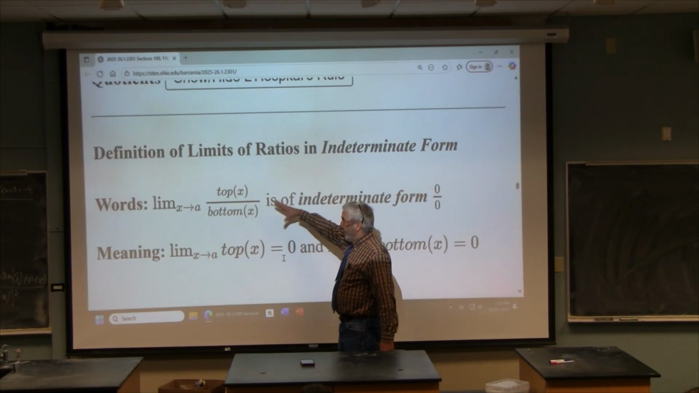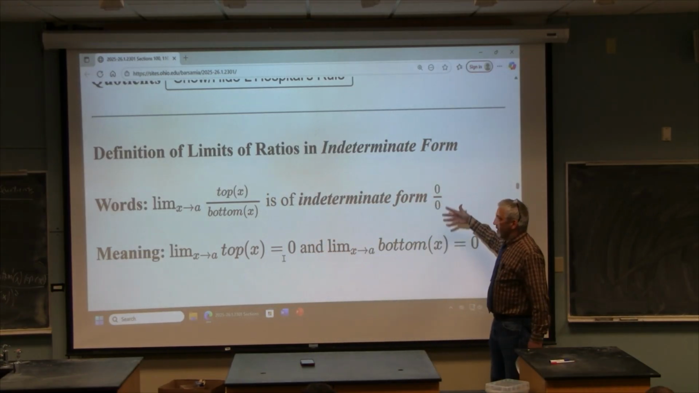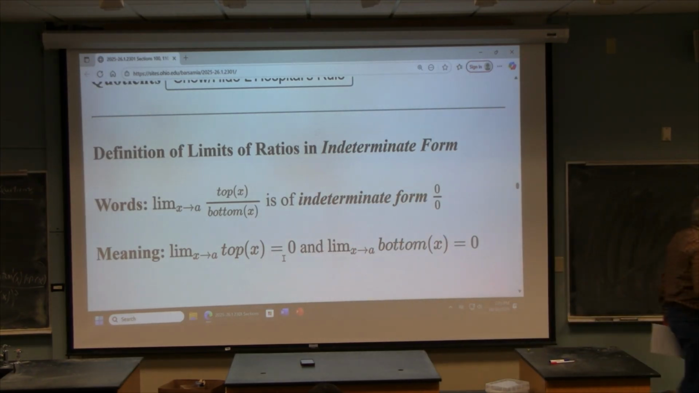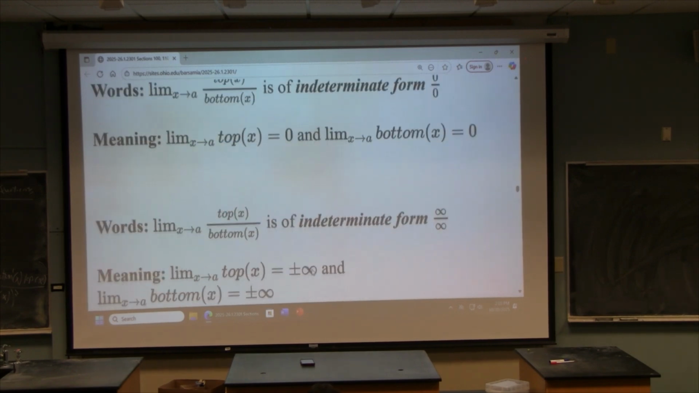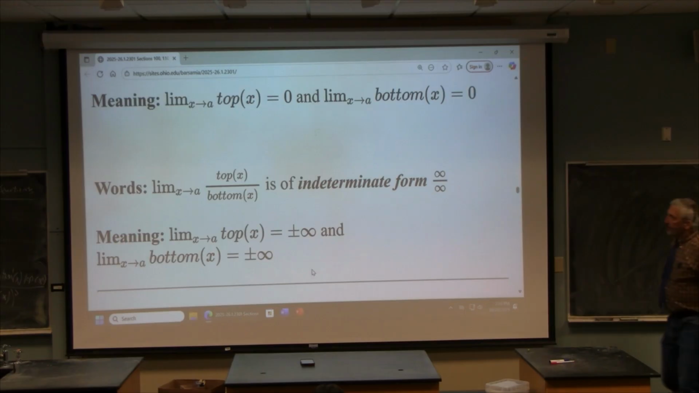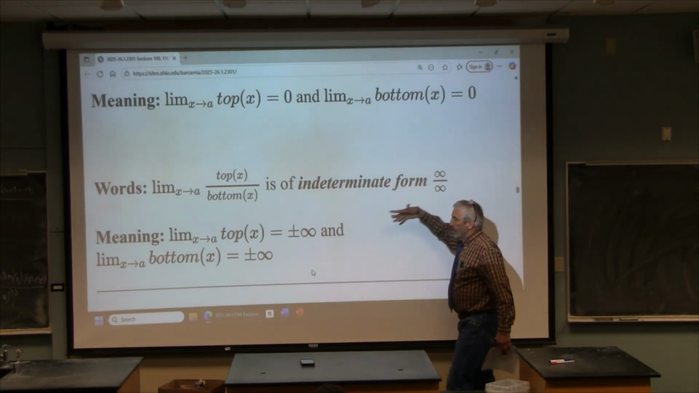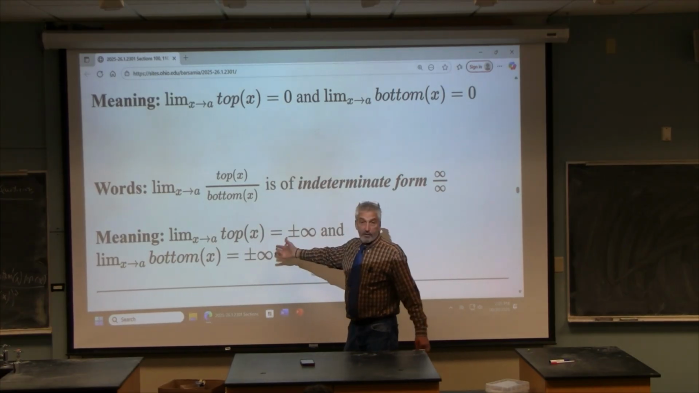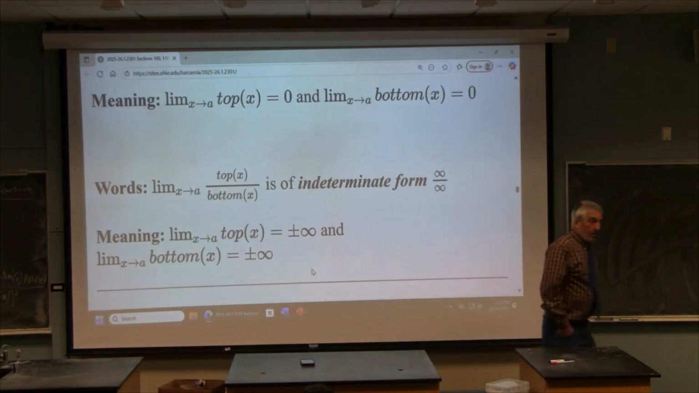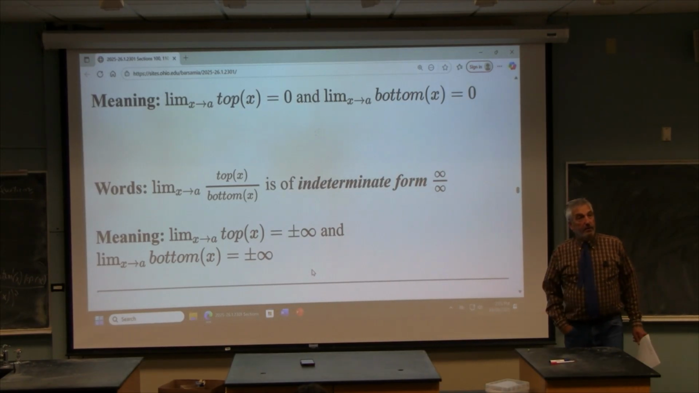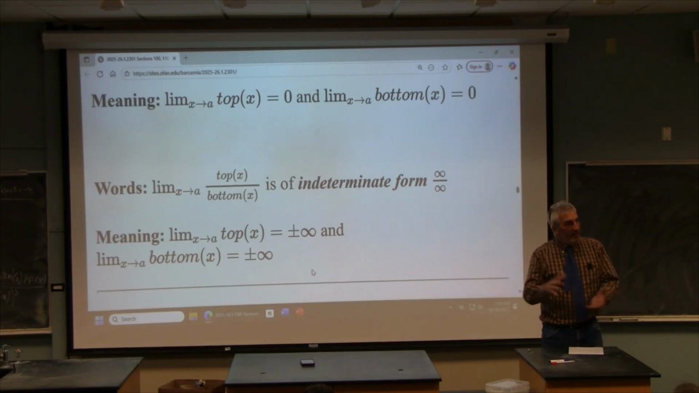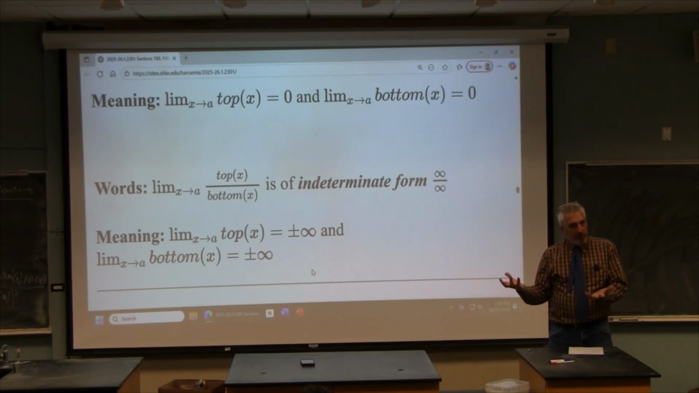So here's a limit of a quotient. We say that it's in indeterminate form 0 over 0 if the separate limit of the top is 0 and the limit of the bottom is 0. And then there's another indeterminate form, infinity over infinity. We say that the limit is in indeterminate form infinity over infinity if the limit of the top is either plus or minus infinity, and also the limit of the bottom is either plus or minus infinity. Okay, so remember, a limit that's in indeterminate form means you can't determine right away what the value of the limit is. You've got to do some more work.